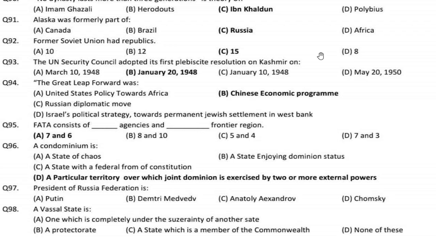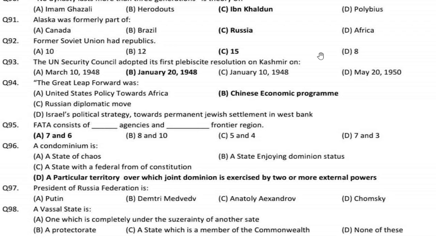Alaska was formerly part of option C, Russia. Formerly Soviet Union had how many republics? Option C, 15. The UN Security Council adopted its first plebiscite resolution on Kashmir on option B, January 20, 1948. The Great Leap Forward was option B, Chinese Economic Program. FATA consists of how many agencies and frontier regions? Option A, 7 agencies and 6 frontier regions.